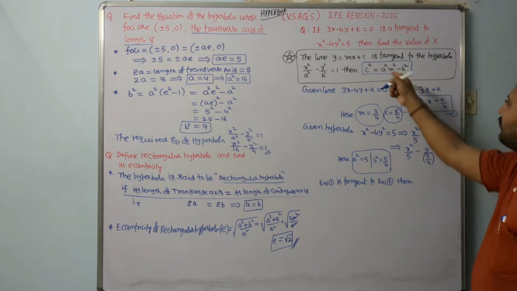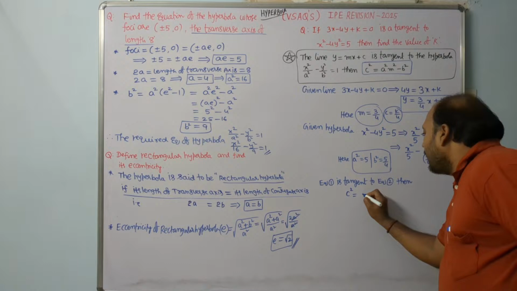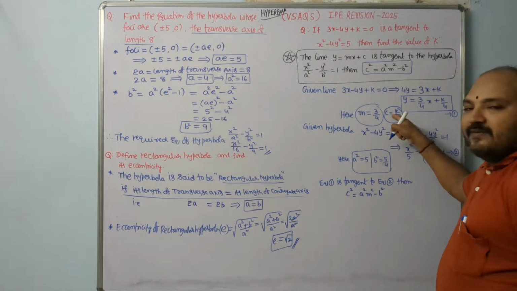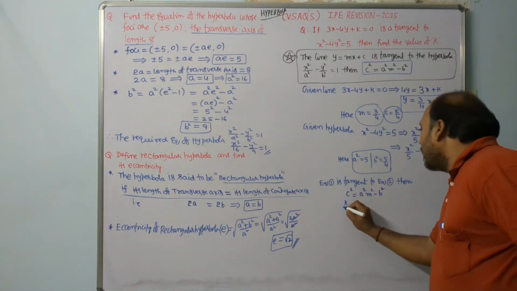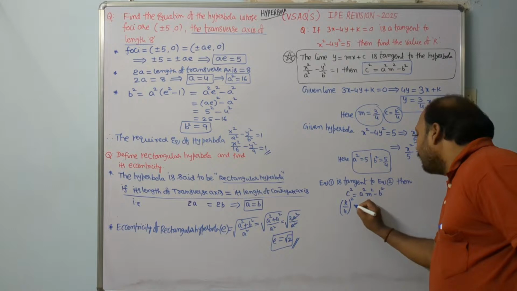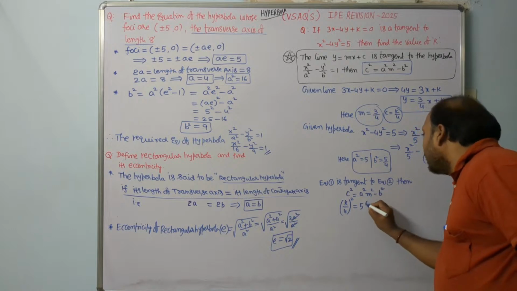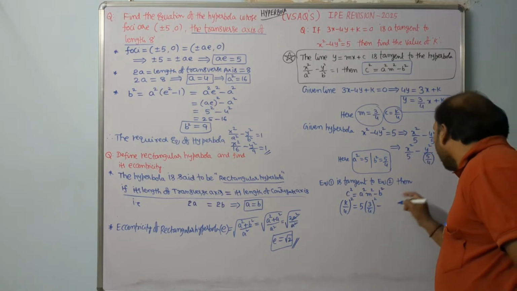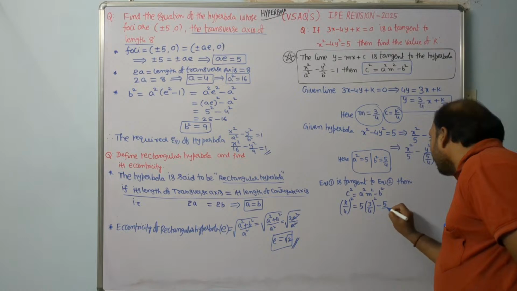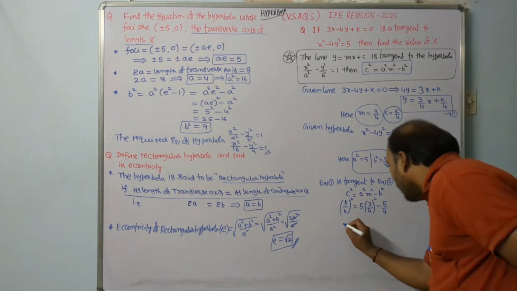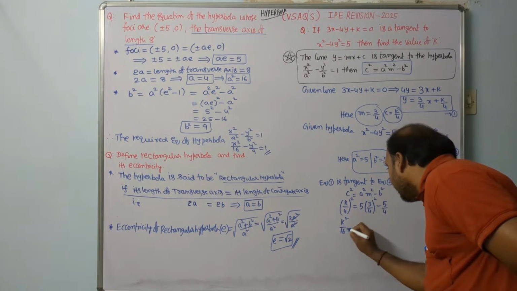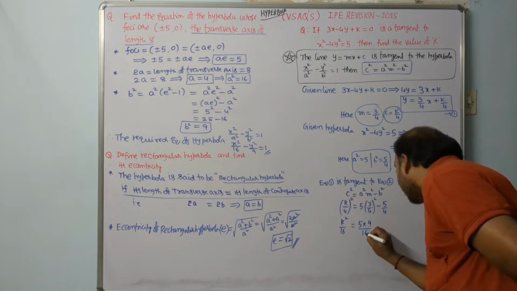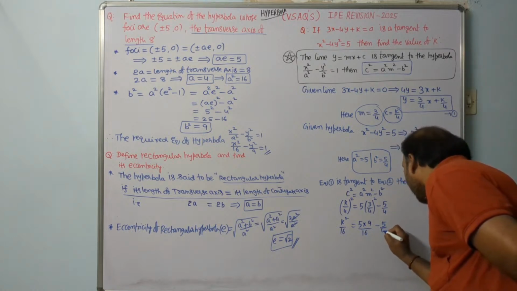Then we have the formula c square equal to a square m square minus b square. C square, what is c value? K by 4 whole square. So k by 4 whole square minus a square, value is 5, m square 3 by 4 whole square, minus b square. So what is b square here? 5 by 4. Look at it, friends. So now k square by 16 is equal to 5 into 9 divided by 16 minus 5 by 4.